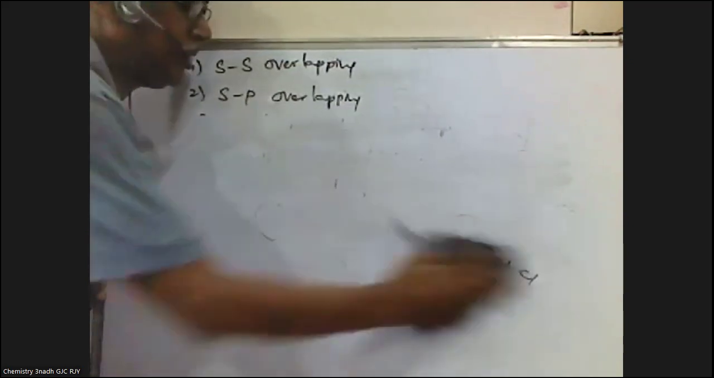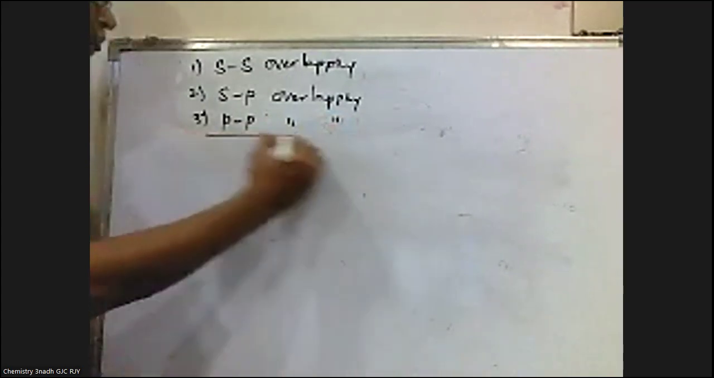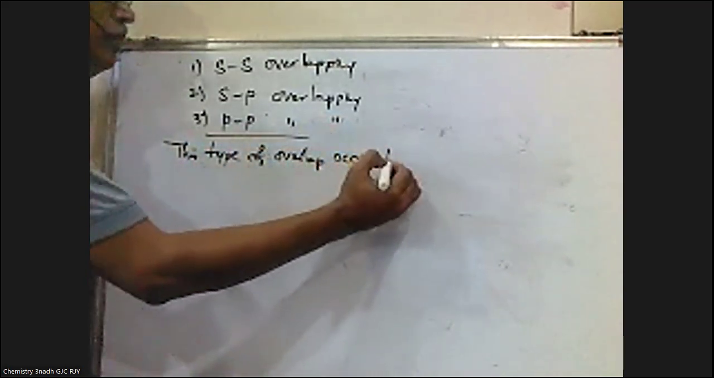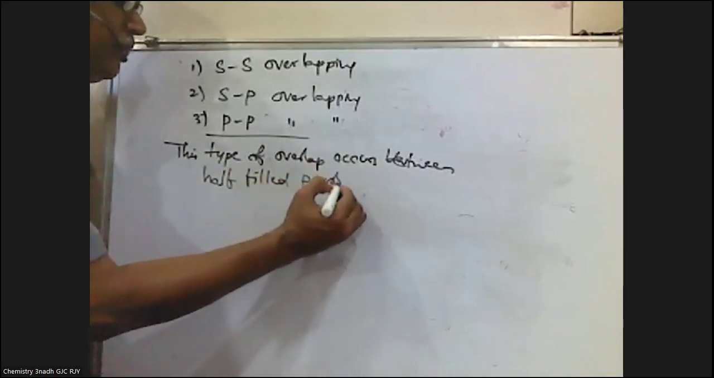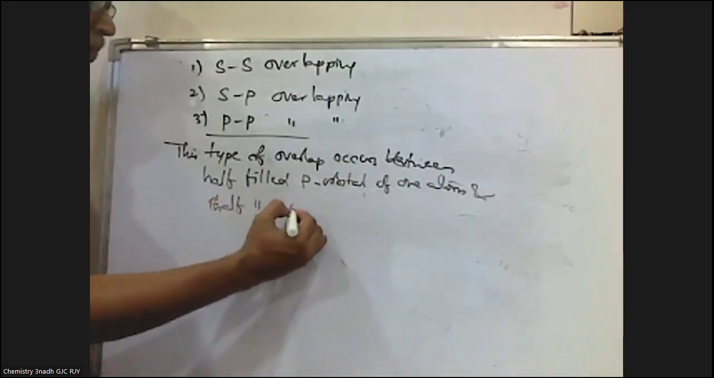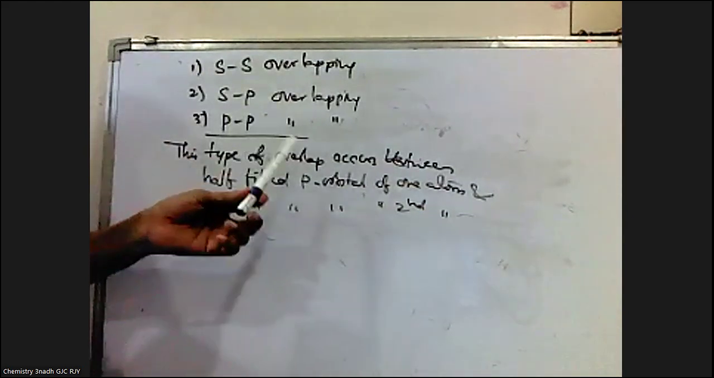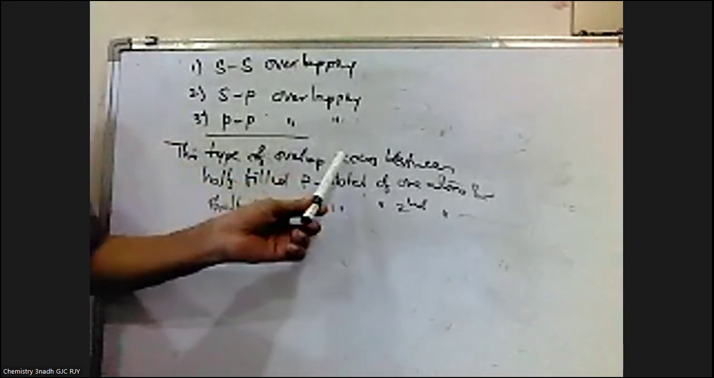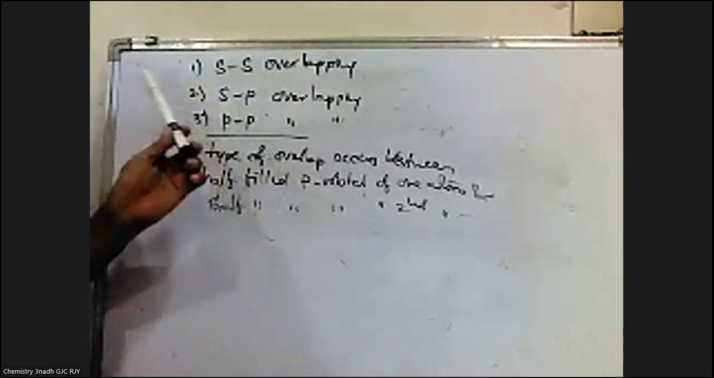And the third type of overlapping is PP overlap. PP overlapping means this type of overlap occurs between a half-filled p orbital of one atom and a half-filled p orbital of a second atom along the internuclear axis. This type of overlapping we call PP overlapping. It takes place between two half-filled p orbitals of the approaching atoms.